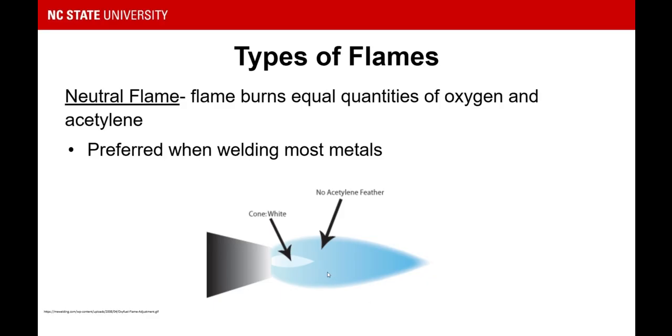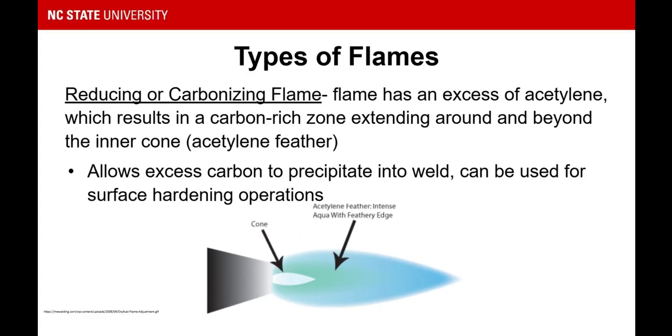As you can see in the image below, a neutral flame does not have what we call the acetylene feather, which means it does not have too much carbon and hydrogen coming out. A reducing or carbonizing flame is a flame that has excess acetylene, which could result in a little bit of extra carbon being deposited around the weld. So it's used for hardening operations, but it's not good for welding. It does not generate enough heat.